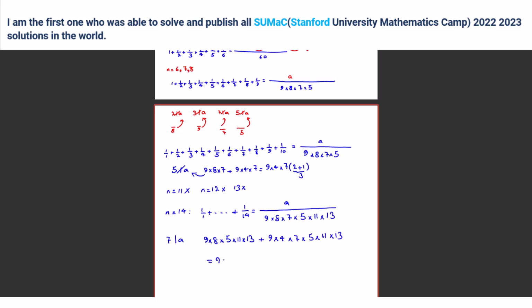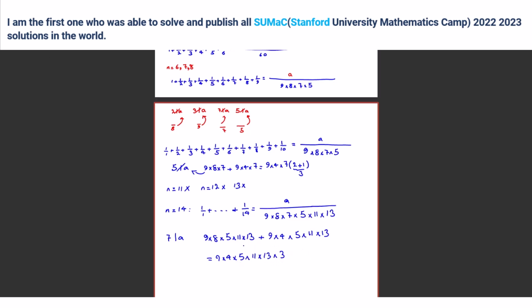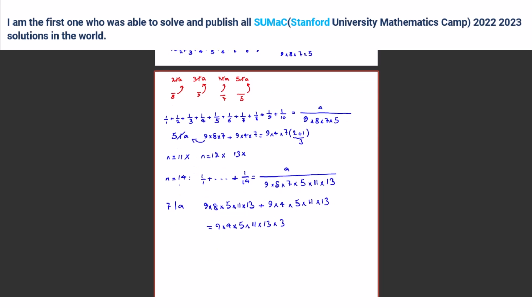And the sum would be 9 times 4 times 5 times 11 times 13 times 3. Oh, sorry, so it would be this, right? And you multiply it by 3. It is exactly like the thing that we did for 5, right? So 14 is bad.